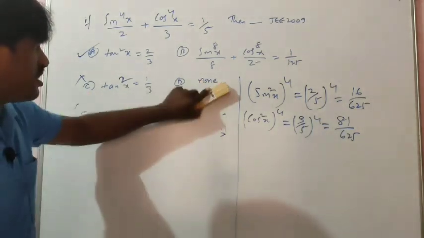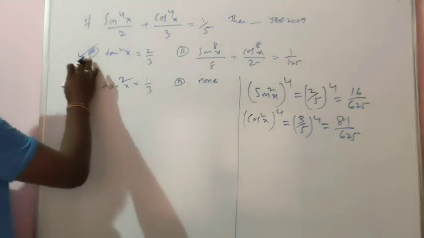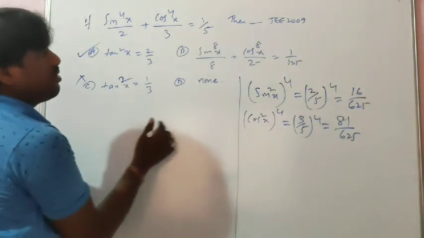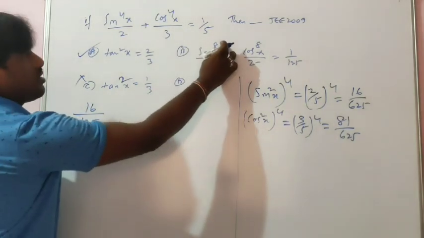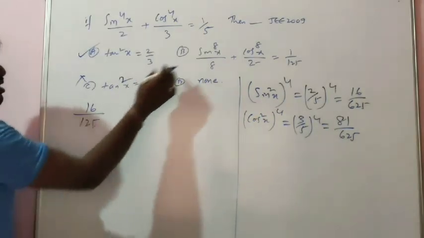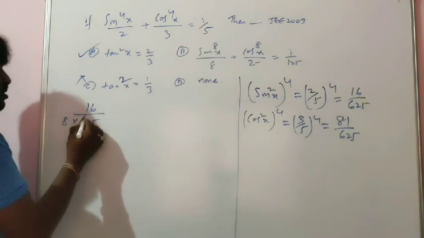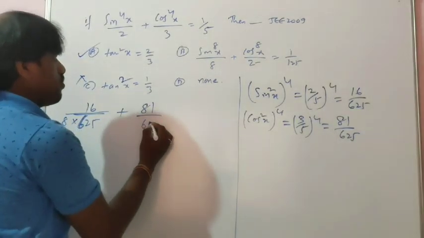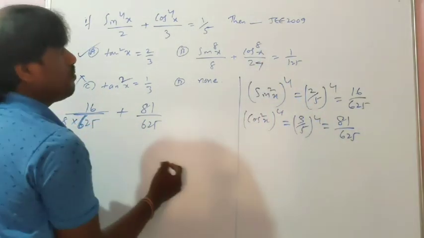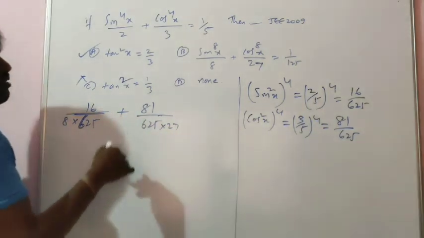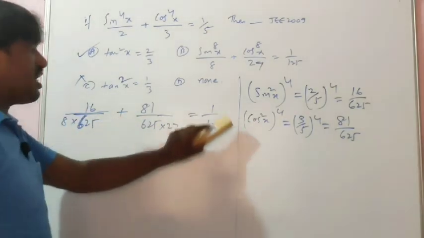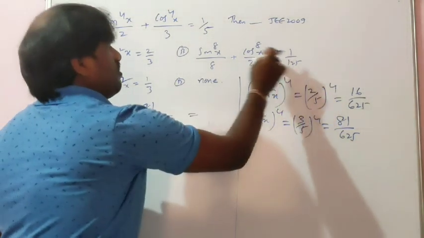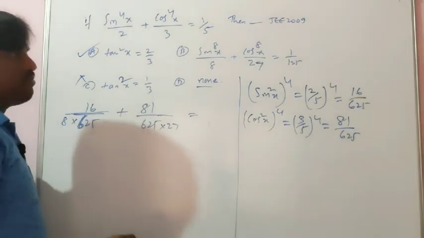Let us substitute these values and check whether option B is right or wrong. Option B: sin power 8x, that is 16 by 625, divided by 8, plus cos power 8x, that is 81 by 625, multiplied by 27. This value is given as 1 by 125. We have to check whether it is right or not. If it is right, then option B is right, otherwise wrong. Actually, option D was 2 by 125, the same thing, and I wrote 2 by 125 as none, but option B was 2 by 125.